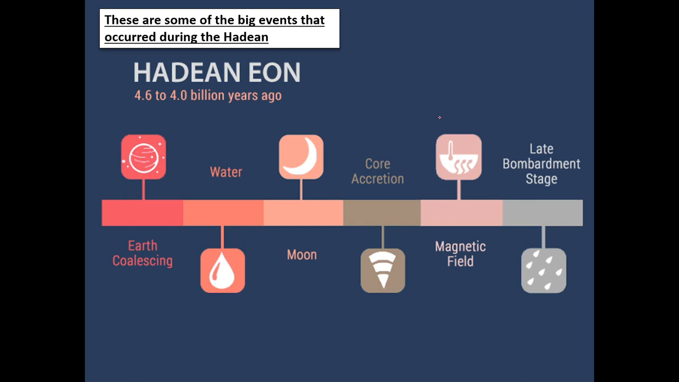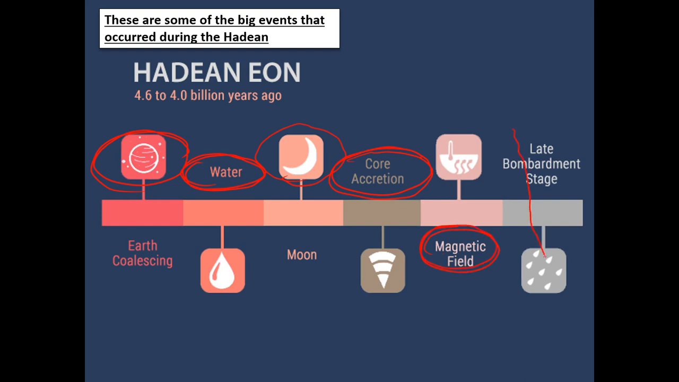So these are some of the big events that occurred during the Hadean. We'll talk about all these. Some of these we've already talked about. The Earth condenses. Water first starts to come up onto the surface. We don't necessarily have oceans yet, but we have some surface water and some water in the atmosphere. We get the formation of our atmosphere, the formation of the moon, and the accretion of the core. It's called core differentiation. We start to have a magnetic field.